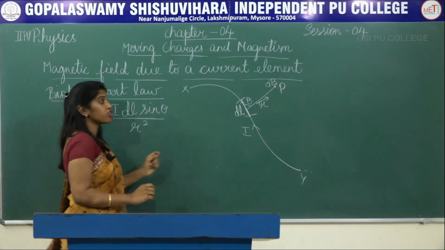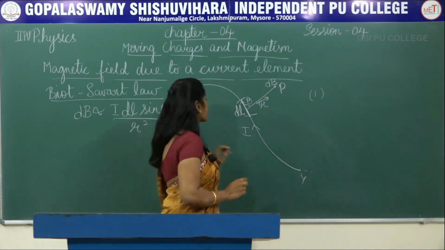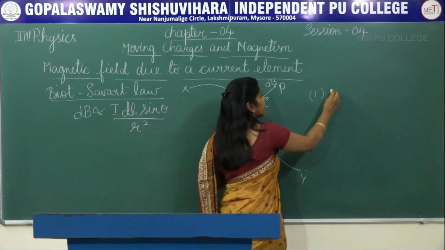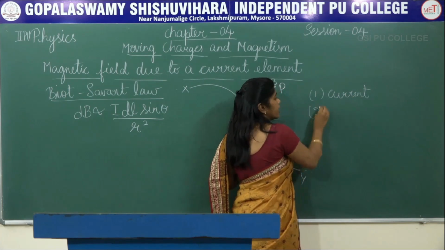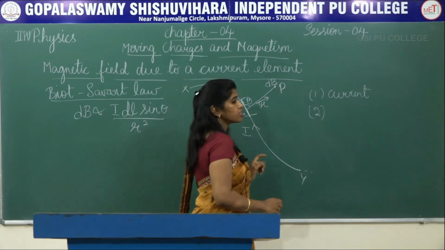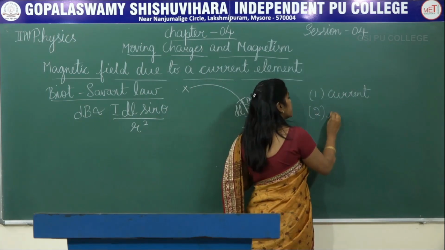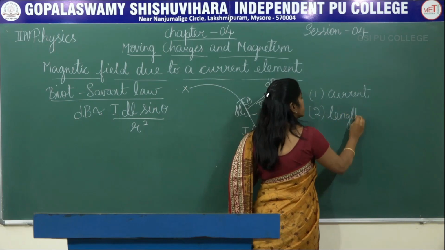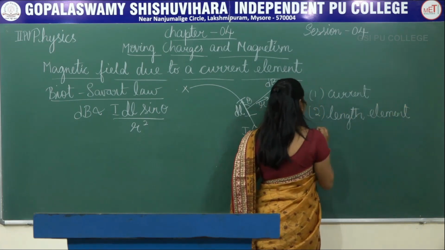So, what are the factors on which this magnetic field is dependent? The first thing is I, the current. It is directly proportional to the current in the conductor. And secondly, the dl, that is nothing but the length element. It is directly proportional to the length element.